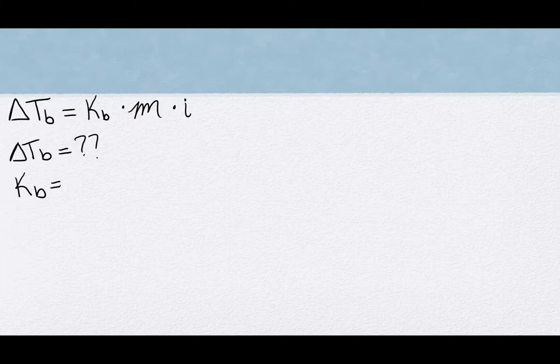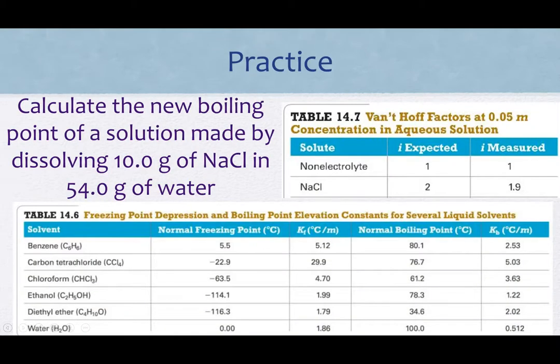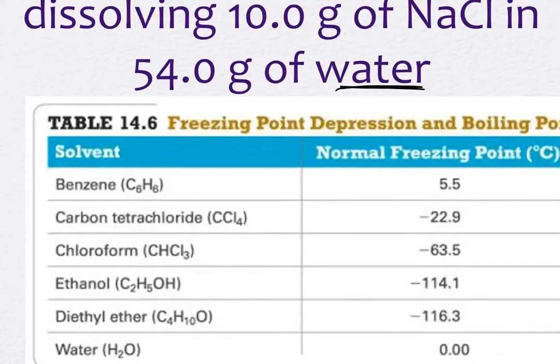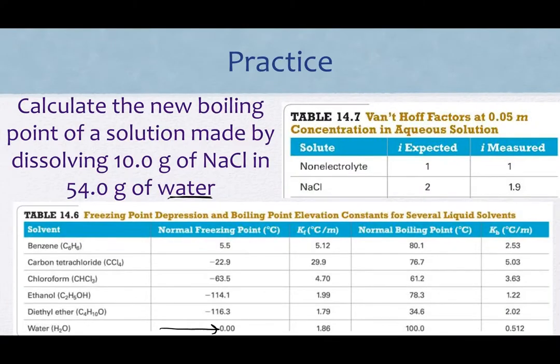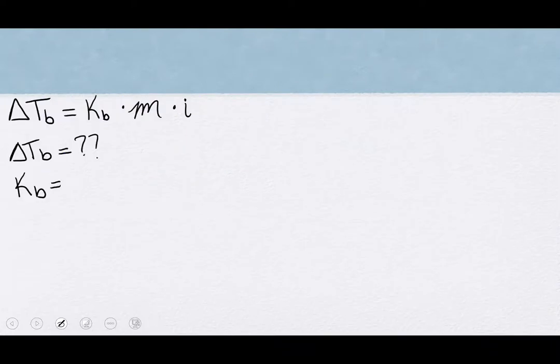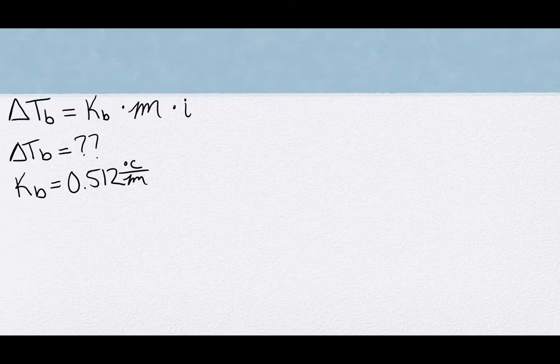So the constant, we're dealing with water. So I want to come down here to my table. Here's water. So this is the freezing point constant. Keep going across. There's my boiling point constant. So I know that it's 0.512 degrees Celsius over molality. Okay.